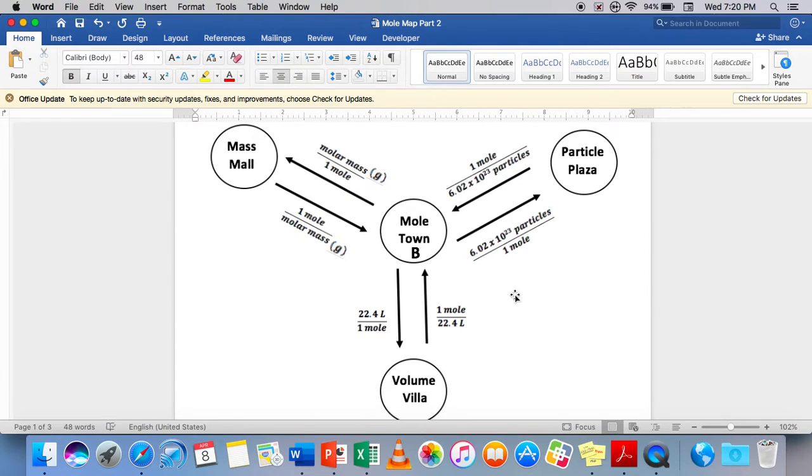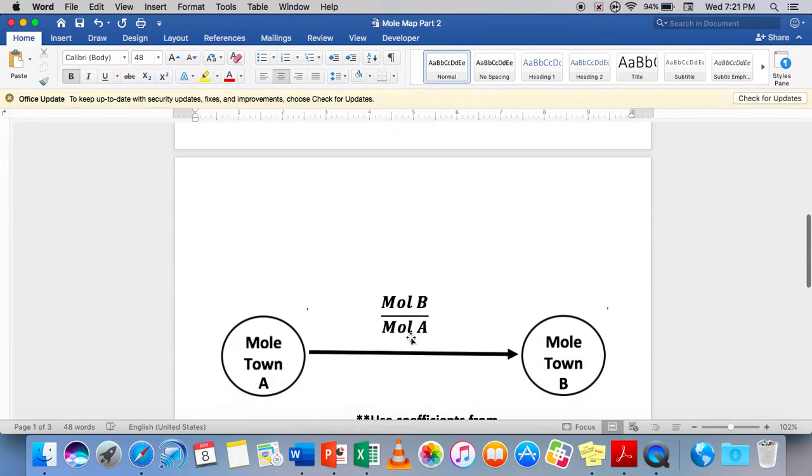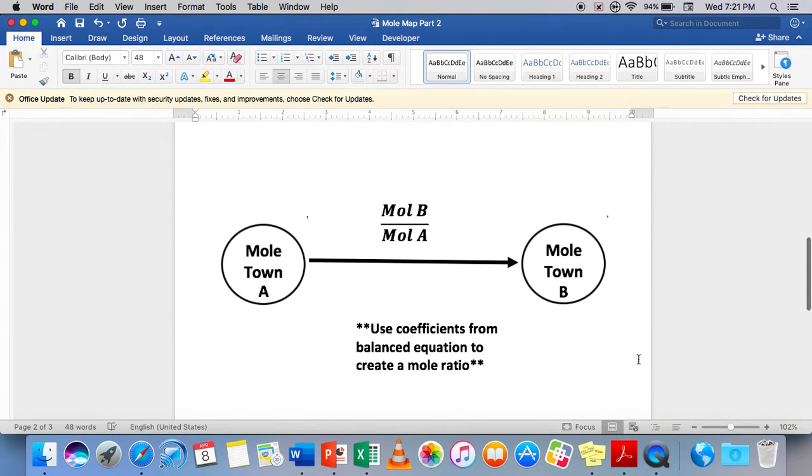Previously, we had directions going in between moles and mass. We could convert between those. We can convert between moles and particles, and we could convert between moles and volume. Well, now we have to convert from moles to moles. We have to connect Mole Town A to Mole Town B. And in order to do that, we're going to add this conversion factor, which is called a mole ratio.